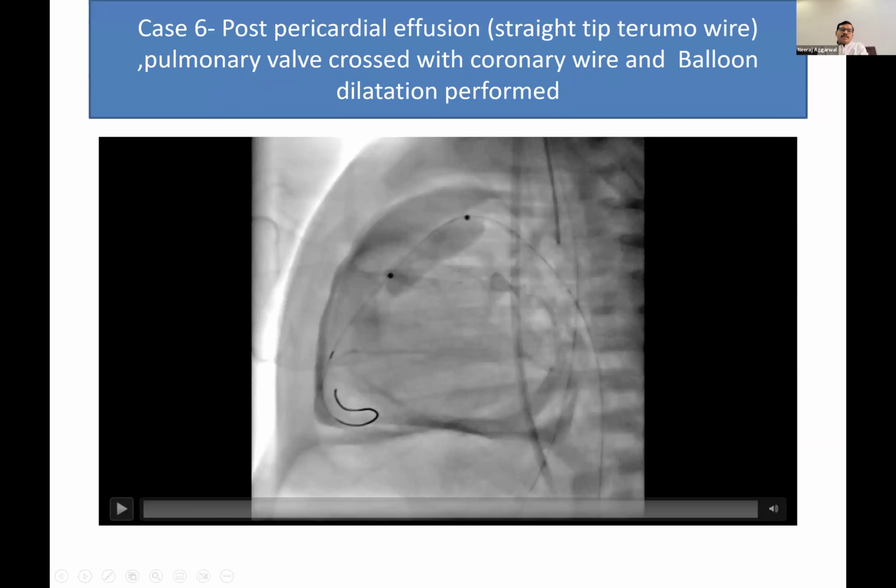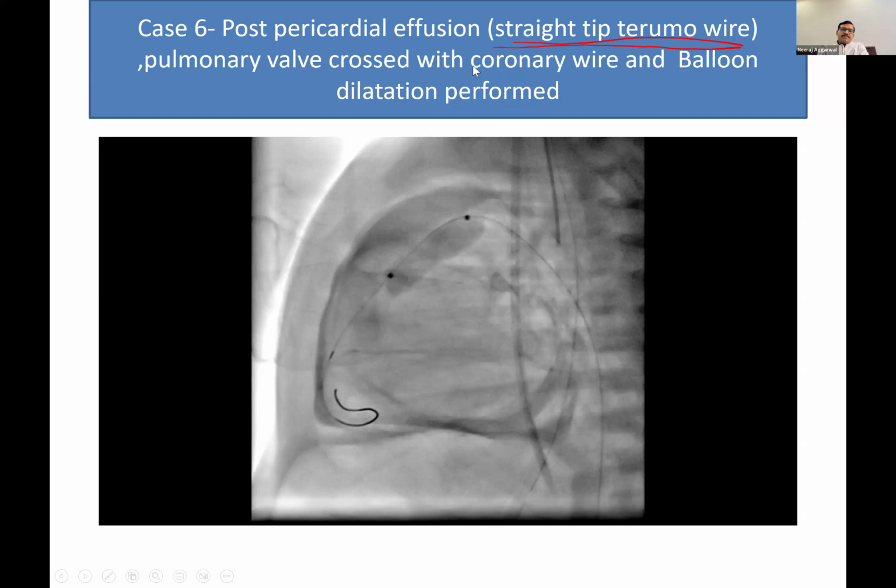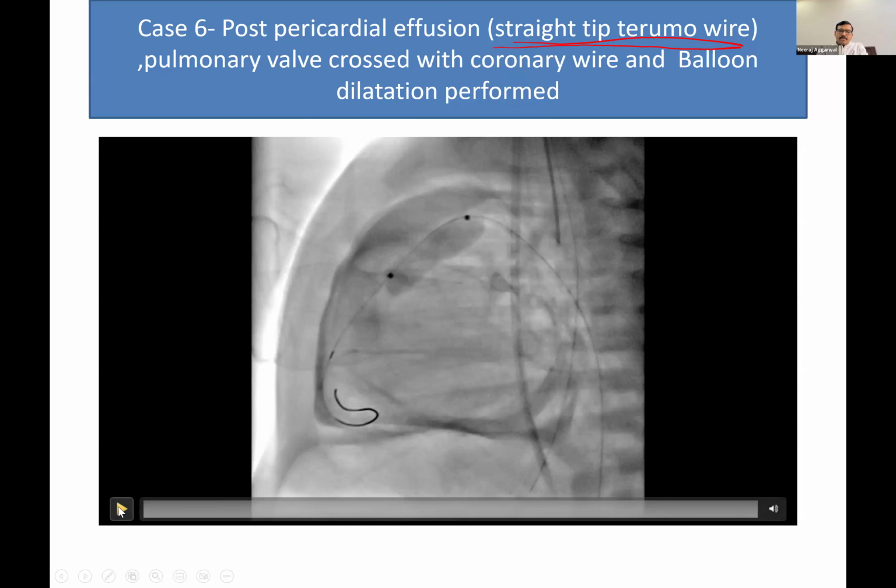this patient had a pericardial effusion because, after failing attempts through the femoral vein, jugular vein, and retrograde route, we tried to cross through a straight tip wire. Now, a straight tip wire in a newborn is dangerous. The leaflets are thin, and the RV myocardium is thin. You have a higher chance of perforating the myocardium here. So again, this pulmonary valve was crossed with the coronary wire in some patients, and balloon dilatation was performed after pericardiocentesis.